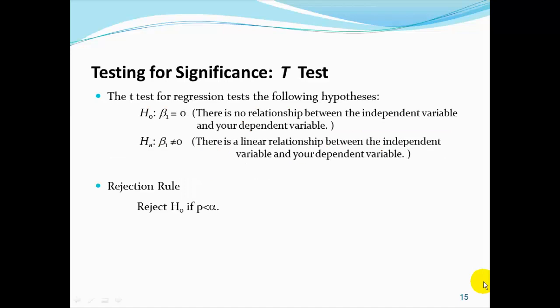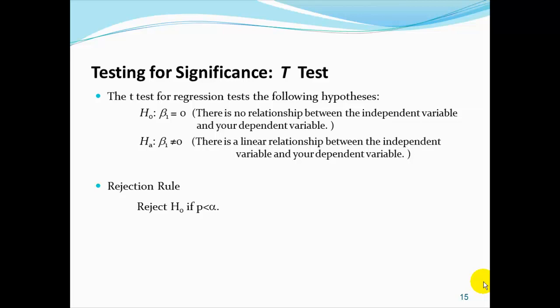The last measure that we're going to discuss in Excel is the t-test for testing for significance for your regression analysis. The t-test for regression tests the hypotheses listed on this slide. The null hypothesis is always that beta 1 is equal to 0, or there is no relationship between your independent and dependent variables. Your alternative hypothesis is always that there is a relationship between your independent and your dependent variables.